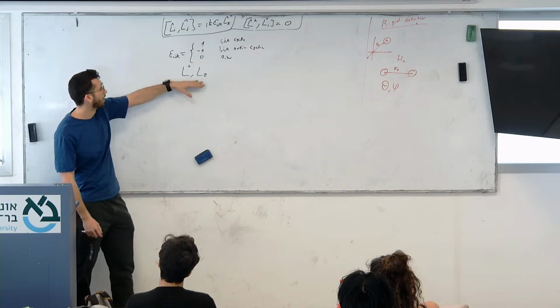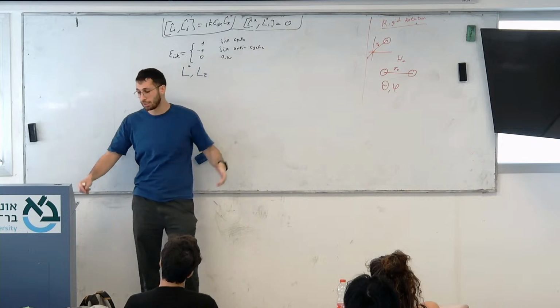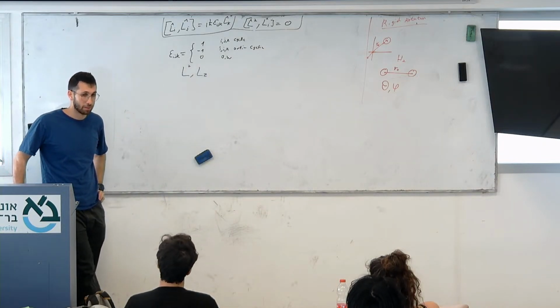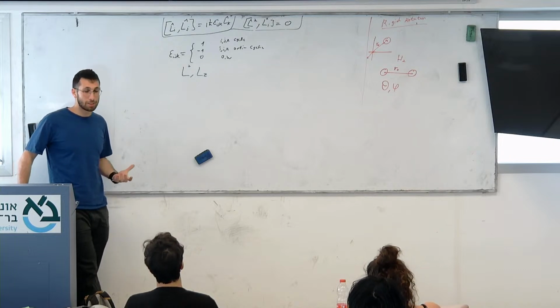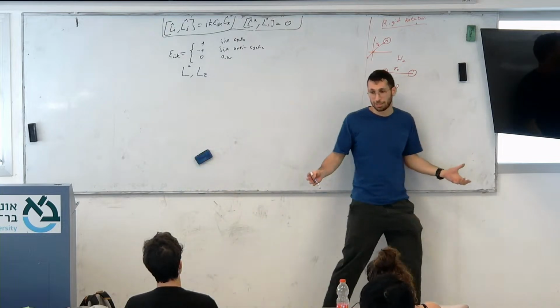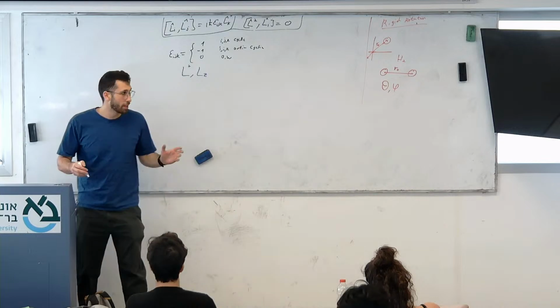So if we know L and Lz and we measure them, and we can measure them simultaneously, we know the state of the system. When I say we know the state of the system, it doesn't mean that we know everything about its momentum and about its location.